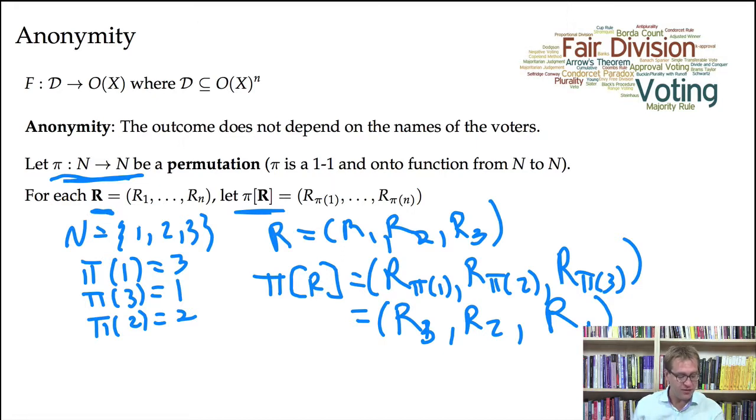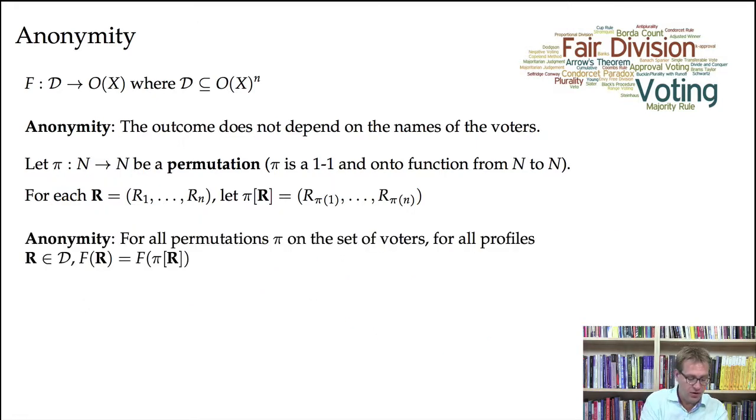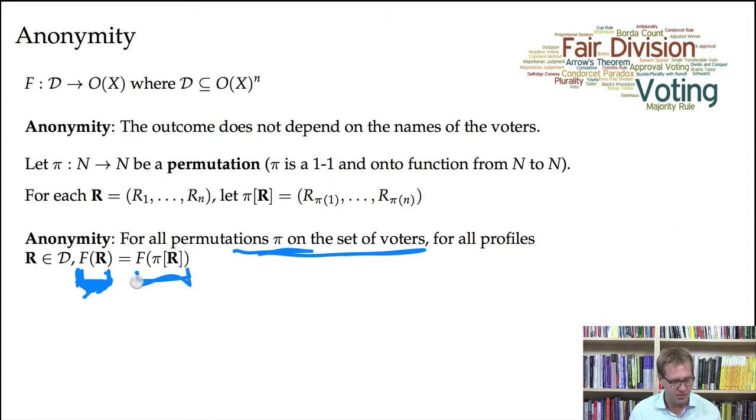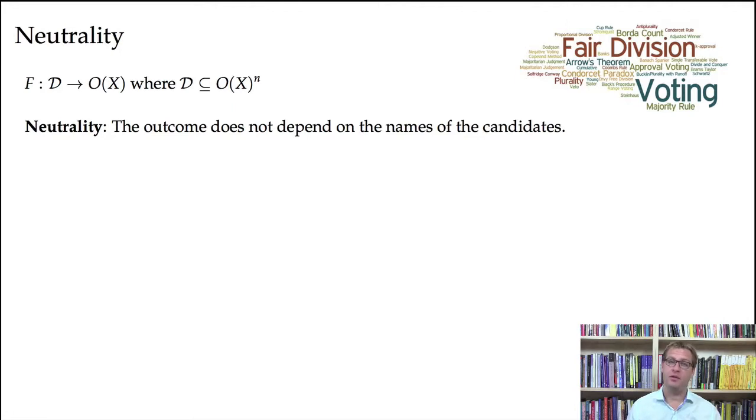Now, what anonymity says is simply that our group decision-making function satisfies anonymity if for any permutation of the set of voters and for all profiles, the ordering associated with that profile doesn't depend on the particular shuffling. So we have some ordering associated with a profile R, and we have any way of shuffling around the names of the voters, the outcome should be exactly the same. So that's anonymity. And now neutrality is a very similar idea.